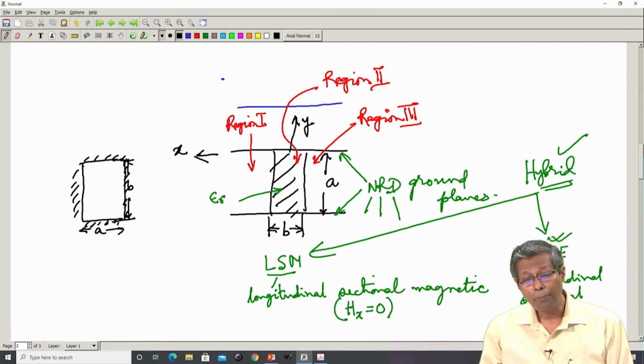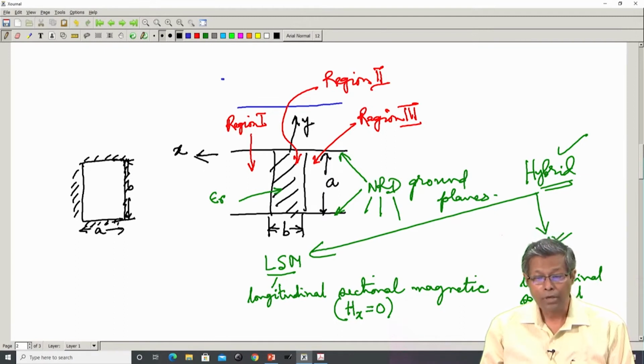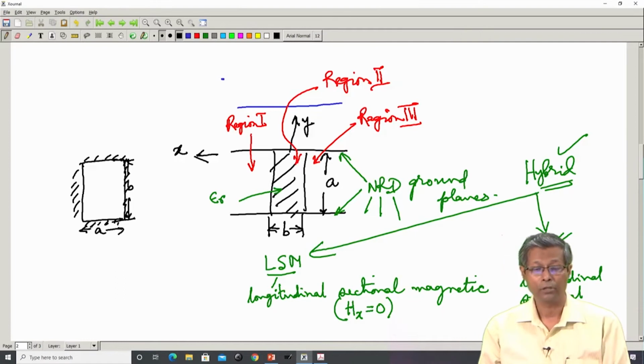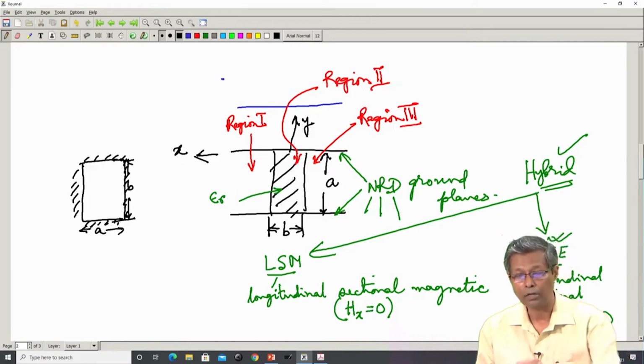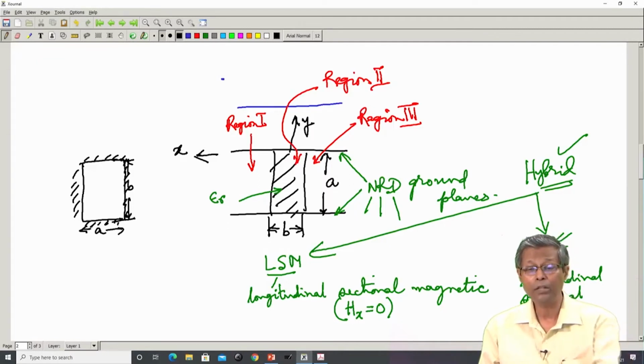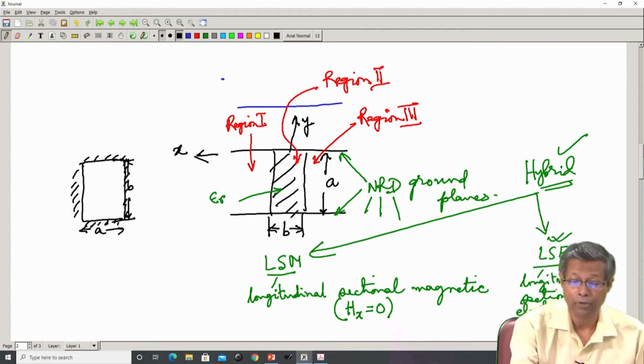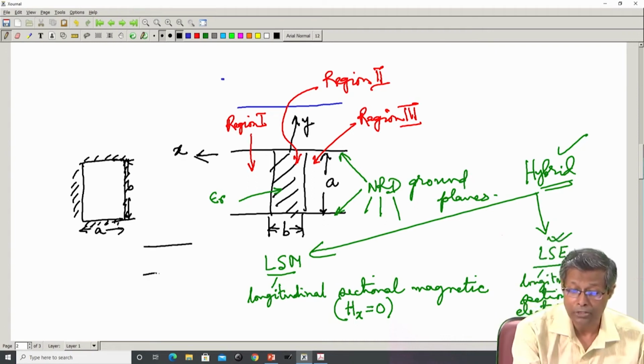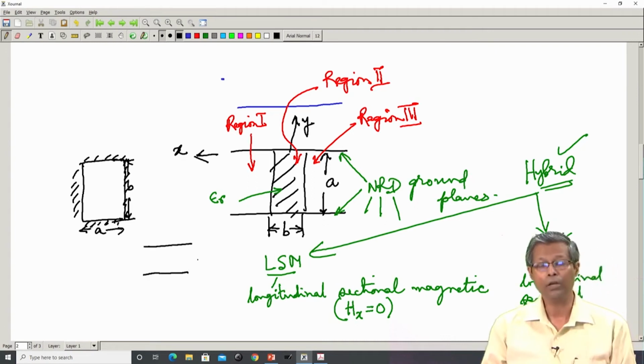So, in order to combat such loss, we have tried to eliminate 2 of the walls of the rectangular waveguide, and hence we came to this kind of an open guided wave structure. But if we just eliminate the two walls of the rectangular waveguide, we come to a parallel plate guide.